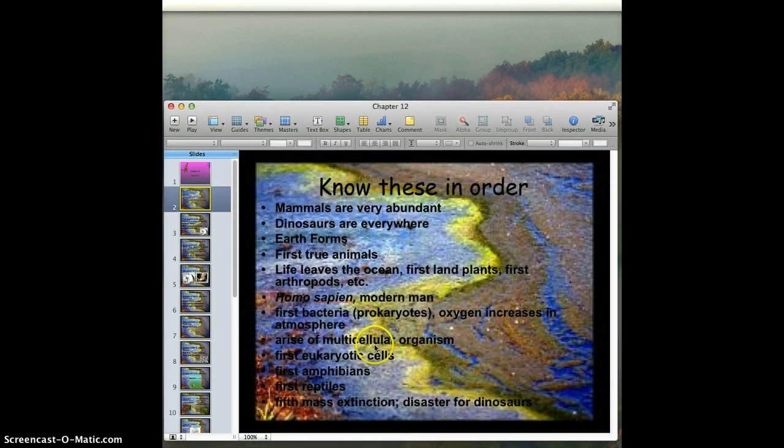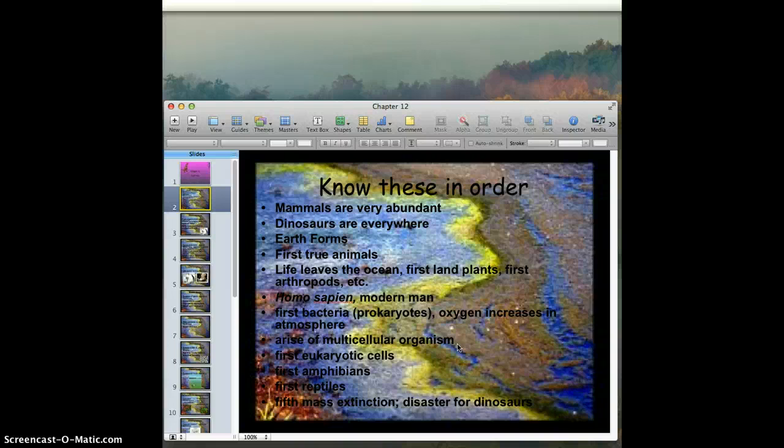So to get started, I'm going to explain this assignment. I apologize if you can't read it. I should probably change the background on this. These are really key geologic, biological events that have occurred over time. Really, really important. They are out of order.